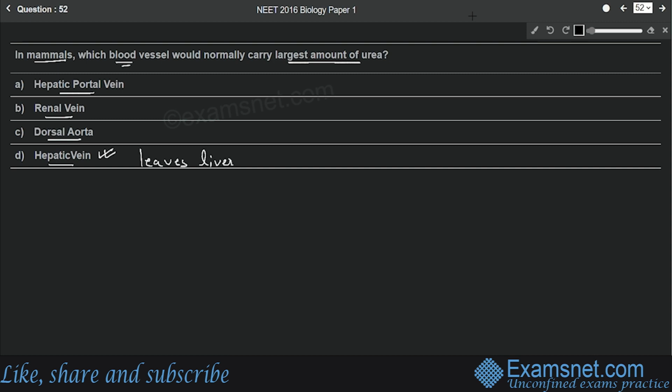Now, how is liver important here? We know that urea cycle, that is also known as ornithine cycle, takes place in liver. So obviously the vein that is leaving liver will possess the maximum urea. So hepatic vein will be the correct answer.